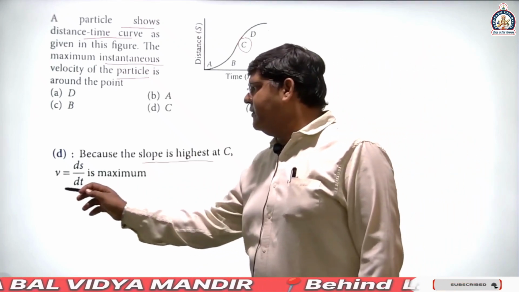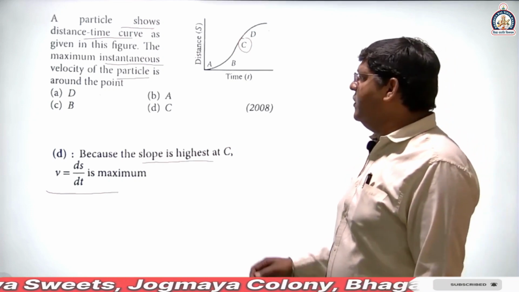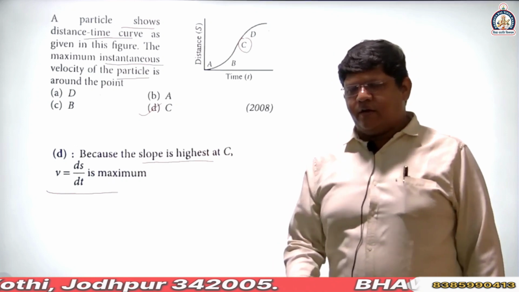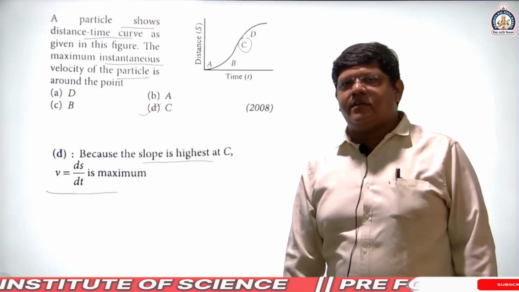So why is C having the maximum slope? v is equal to ds upon dt, and we get the maximum value there. So the required answer is option number C. This is related to your topic of instantaneous velocity and speed.